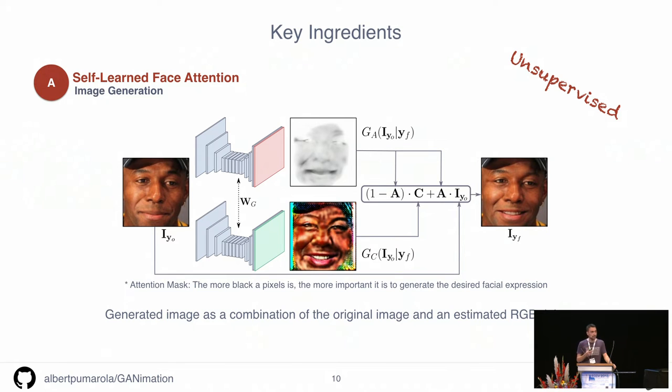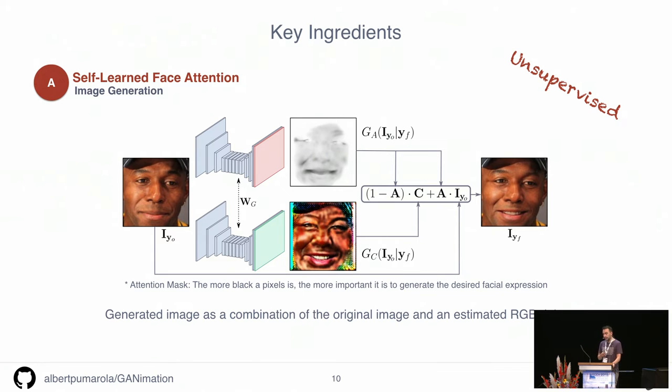To obtain this behavior, we've embedded a self-learned attention mechanism, which is trained in a completely unsupervised manner. Every time we have to generate an image, we first detect which pixels should be changed, and also how important they are to obtain the desired expression. Then these selected pixels are changed by a regressed color delta.